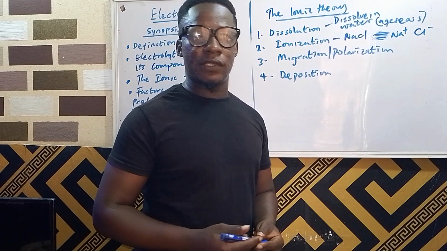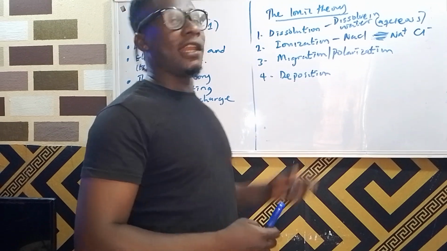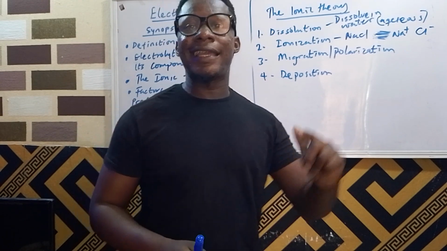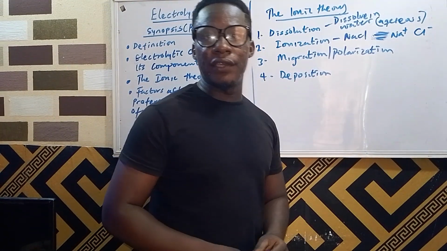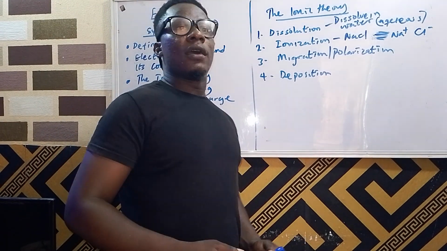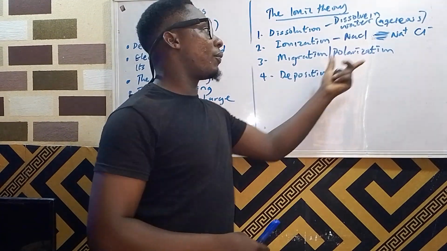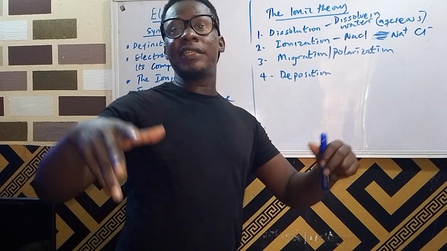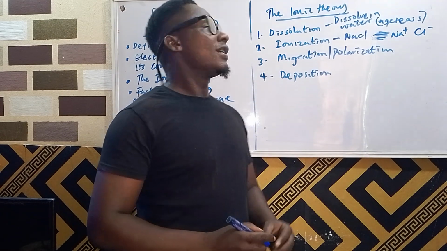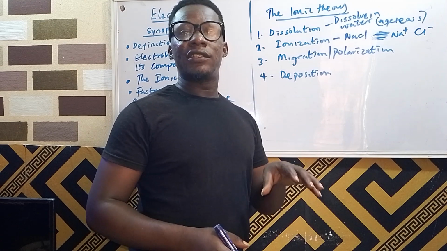Now when this salt is ionized, and of course you now introduce electrodes, there is now polarization. The positive ion goes to the negative electrode, while the negative ion goes to the positive electrode. That's polarization or migration. So they find the appropriate poles to go, and then they move there. And the final one, immediately they get there, they deposit on those electrodes. So this is basically the summary of the ionic theory.